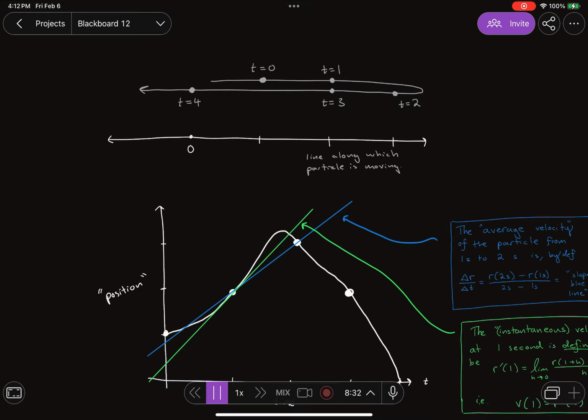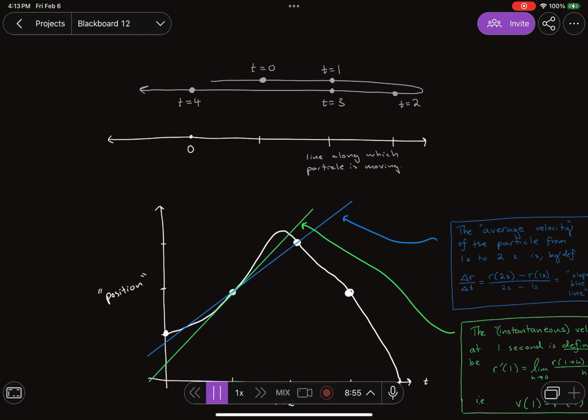What we could do at the beginning is say, well, let's just average the motion from this moment of time, starting our clocks at 1 second and ending our clocks at 2 seconds. And what we would do is compute the slope of this blue line right here. And that slope is, by definition, the average velocity of the particle from 1 second to 2 seconds. And it's, by definition, the position of the particle at 2 seconds, so that would be 3, minus the position of the particle at 1 second, which is right here.